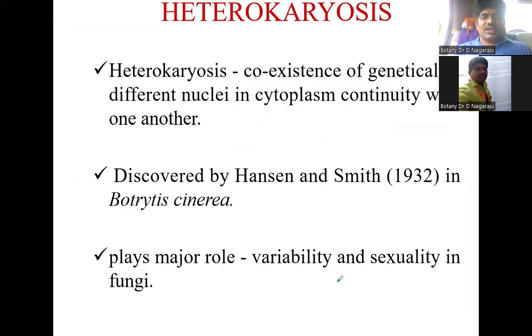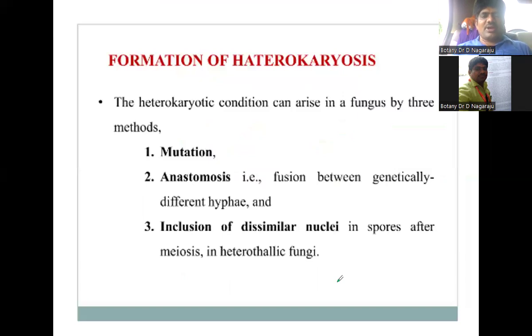Like heterozygosis, heterokaryosis is also one of them. You see, the formation of heterokaryosis takes place by three methods. How many? Three methods. The first one is mutation. Normally, by mutation, genetically varied nuclei may come together at one place. Usually it does not happen, but it may be diffused whenever mutation takes place. And the second one is anastomosis.